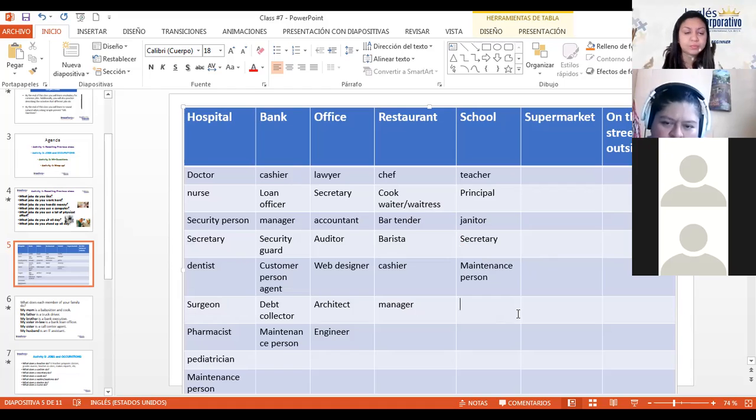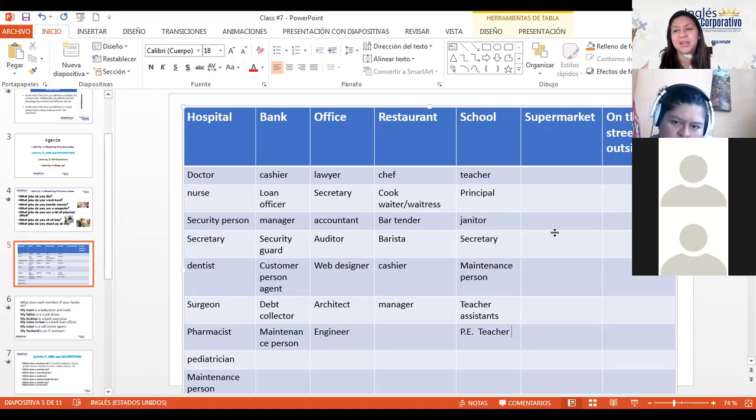Also, we can have some teacher assistants, right? Assistants, teacher assistants. What about, oh, I forgot this. Oh, the PE teacher, physical education teacher. Or trainer.